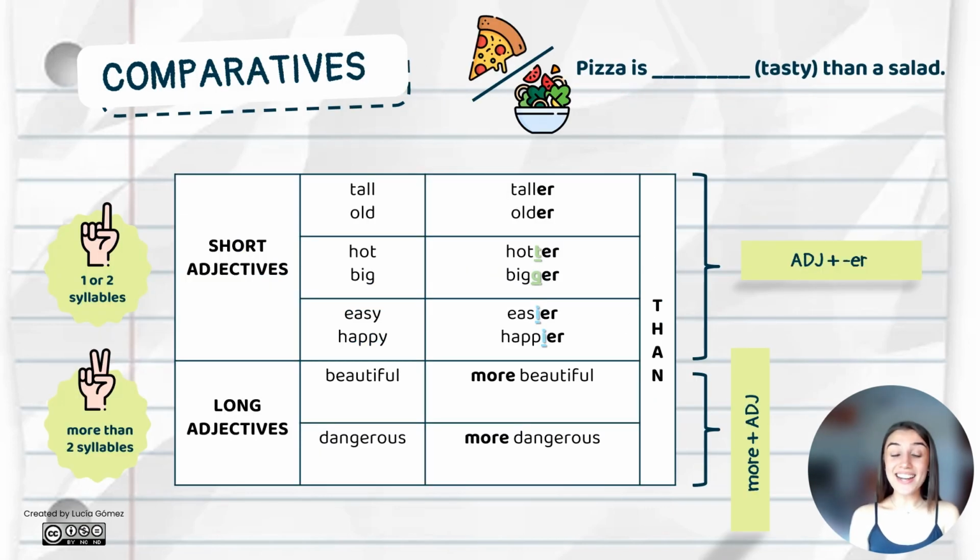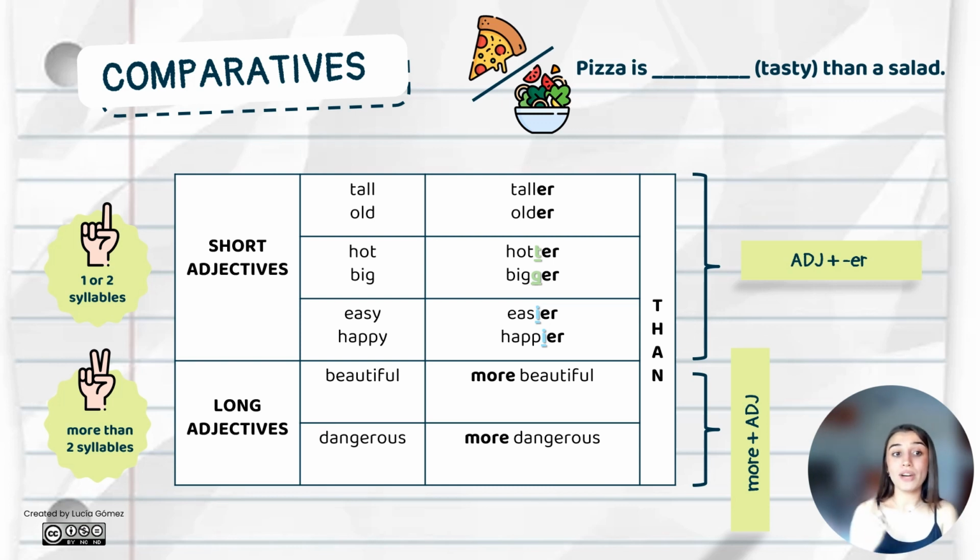Great, so let's start with something easy. How do we build comparatives in English? Well, comparatives in English have nothing to do with the way in which we create comparatives in Spanish. In Spanish we just say soy más alto, soy más mayor, soy más inteligente, soy más guapo, but the length is not a problem in Spanish, but it is in English.